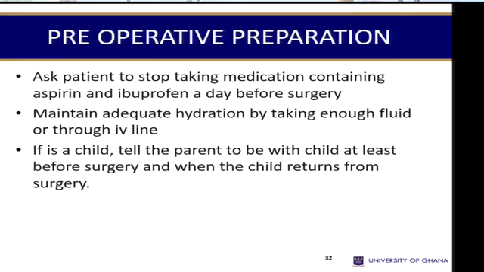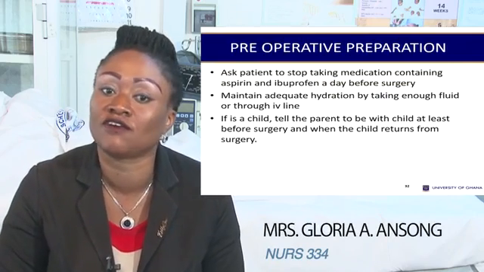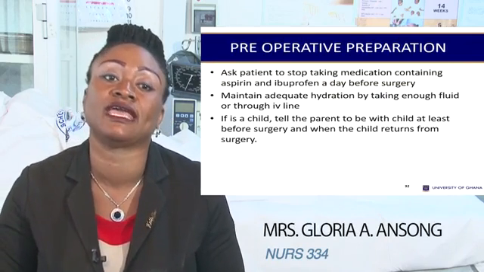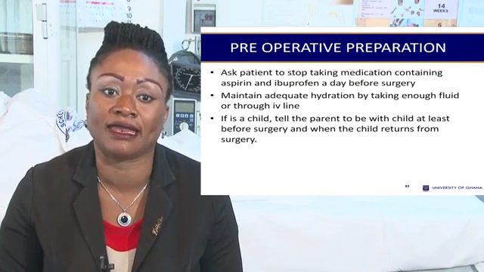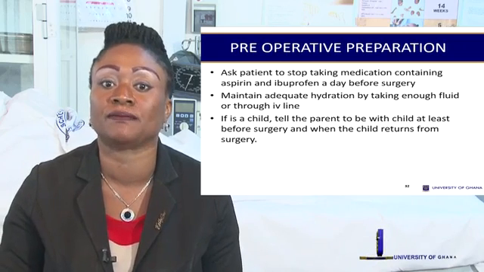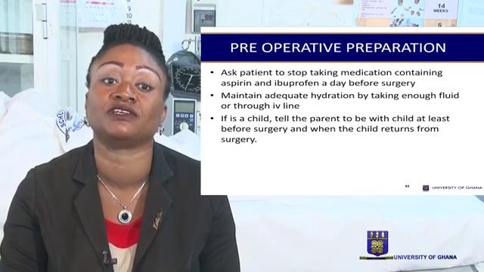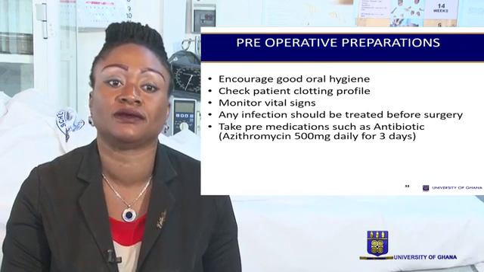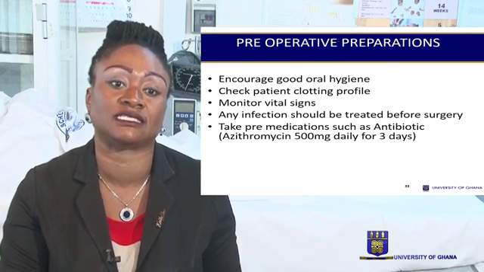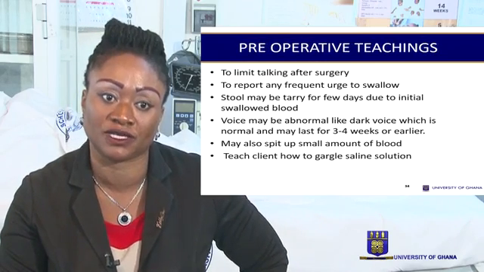Preoperative preparation. Ask patients to stop taking medication containing aspirin, as said in the previous slides, for surgeries of the ear, nose, and then the eye. And if it's a child, tell the parent to be with the child at least before surgery. Adequate hydration should also be maintained. Encourage good oral hygiene. Clotting profile of patient is checked. Vital signs are monitored, and any infection is treated before surgery.